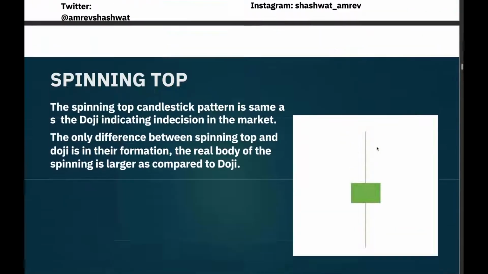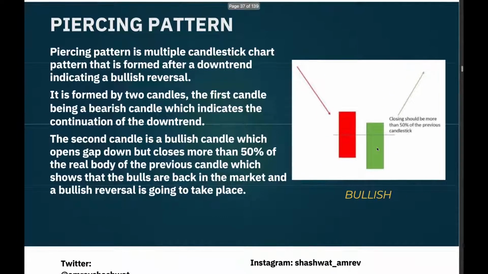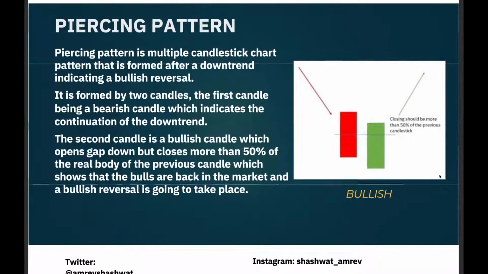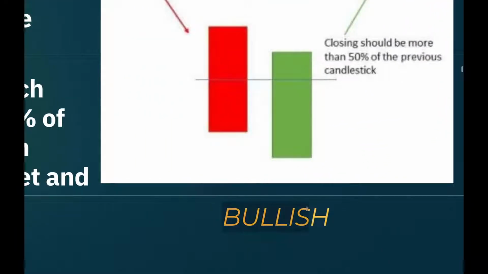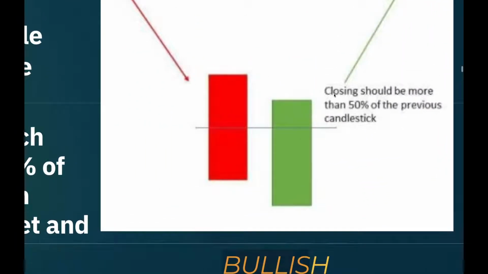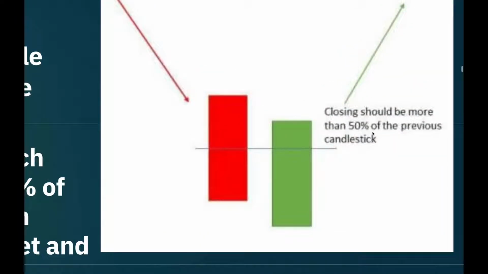Okay, now spinning top and doji are the same. Let's go for the piercing pattern. The piercing pattern indicates a bullish move. The closing should be more than 50% of the previous candlestick. See, this is the half line of this red candle, and this closing is above this 50%.